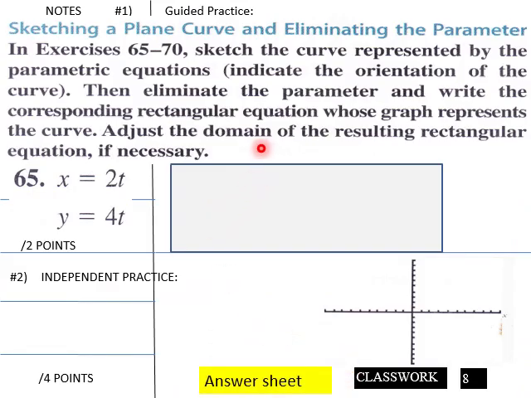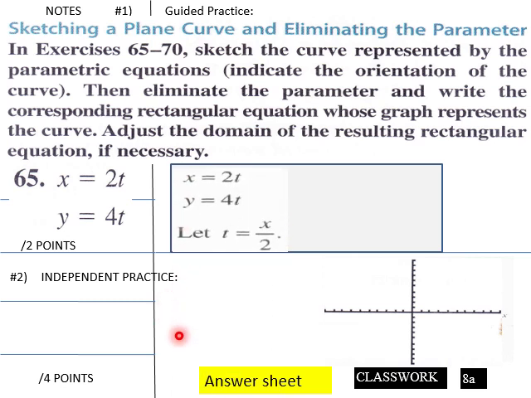The result is the corresponding rectangular equation. So to do that, we have an example here, and we have x equals 2t, y equals 4t. Sketch the curve represented by the parametric equations. Indicate the orientation of the curve. Then eliminate the parameter and write the corresponding rectangular equation whose graph represents the curve. Adjust the domain of the resulting rectangular equation if necessary.